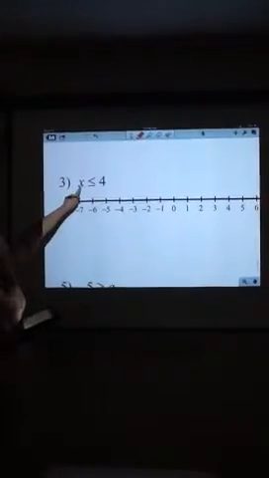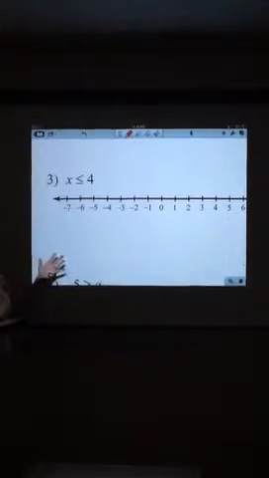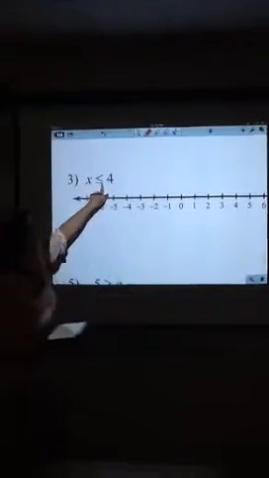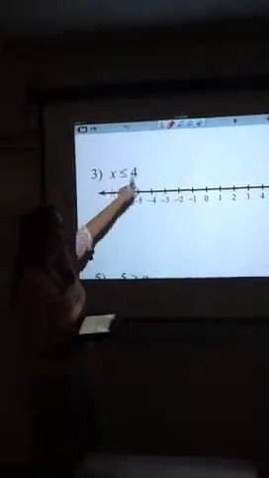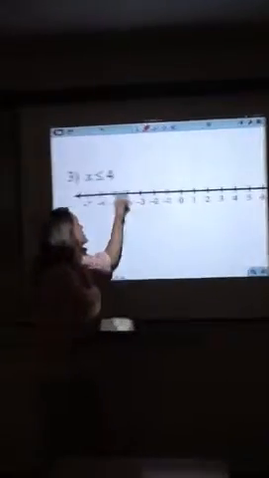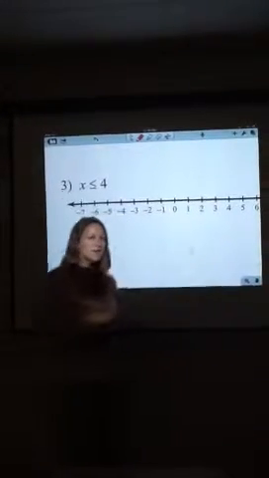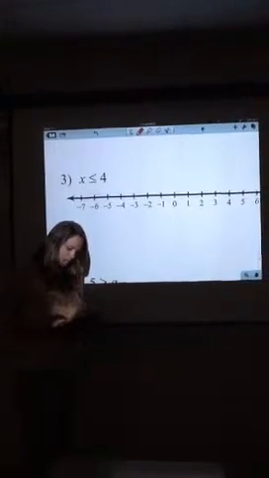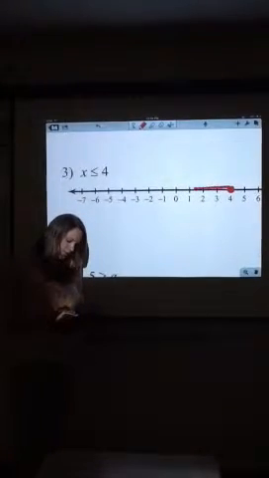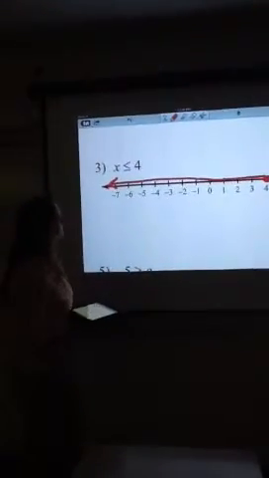All right, number 3. X is the variable less than or equal to 4. So I want to think about x. What could x be? X could be any number less than or equal to 4. So there is the equal to sign here. So I have to think, do I put an open circle here or a closed dot? Since there's the equal to line here, I'm going to use a closed dot because x could be 4. I put my closed dot, and x is all numbers less than, so there is my arrow going to the left.